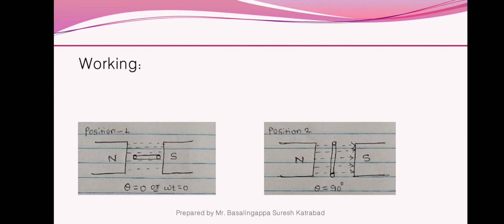See, in first position, that is theta equal to 0, both magnetic flux and conductor are in parallel, so there is no flux cutting. There is no flux cutting, hence EMF is 0. In second position, we are rotating the conductor in anti-clockwise direction. In second position, theta equal to 90, at this position conductor cuts the maximum flux, so induced EMF is maximum.